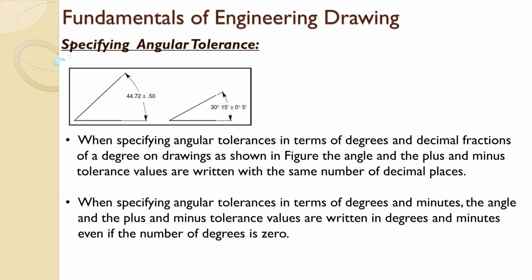Specifying angular tolerance. When specifying angular tolerances in terms of degrees and decimal fractions of a degree on drawings, as shown in the figure, the angle and the plus and minus tolerance values are written with the same number of decimal places. When specifying angular tolerances in terms of degrees and minutes, the angle and the plus and minus tolerance values are written in degrees and minutes, even if the number of degrees is 0.